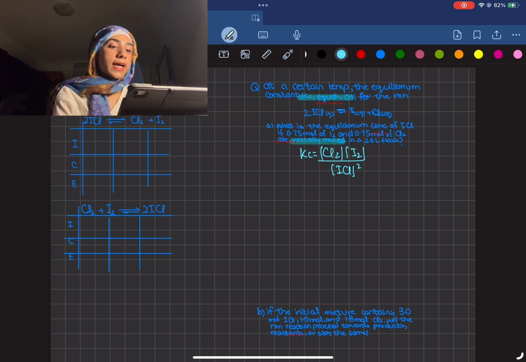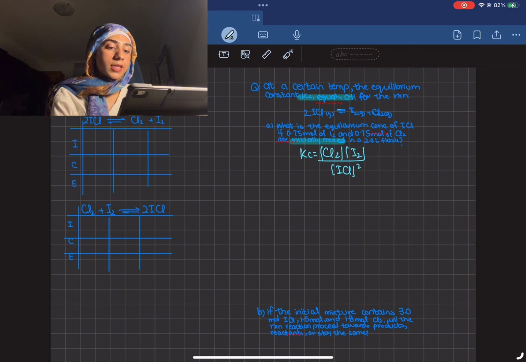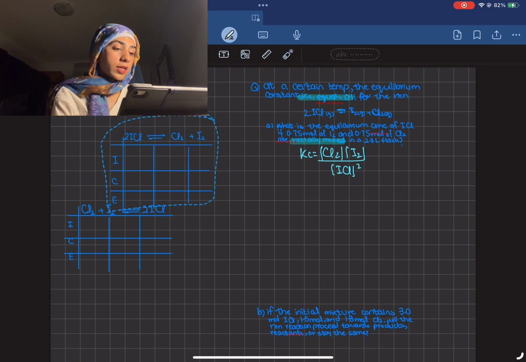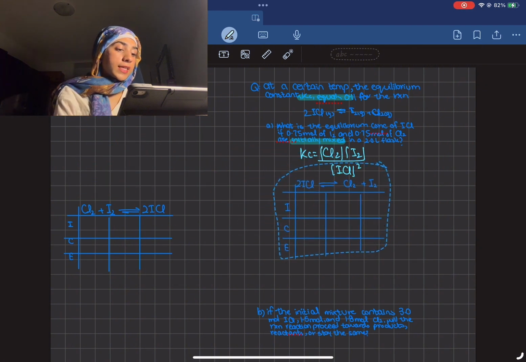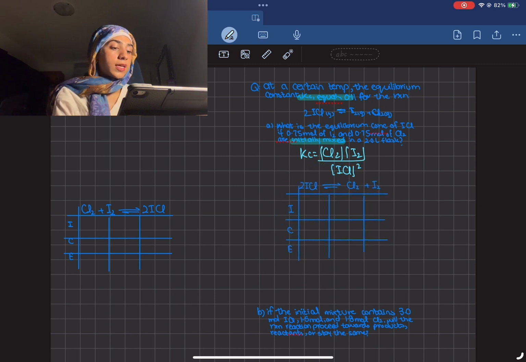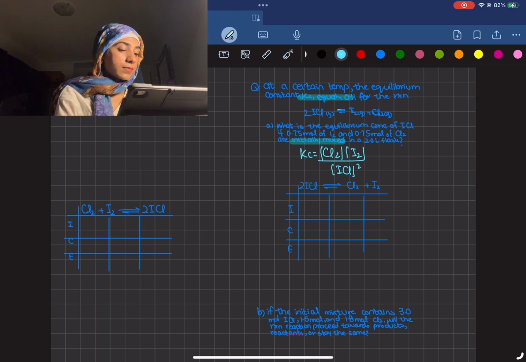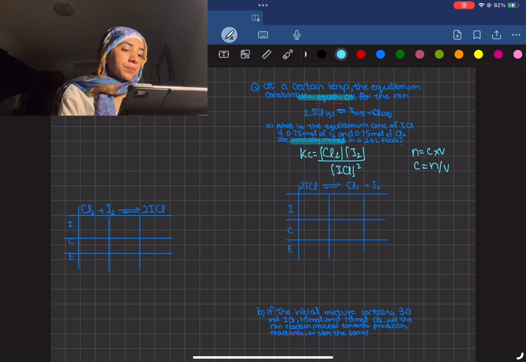Now I need an ice table here. The reason I need an ice table here is because I don't have the equilibrium concentrations. I do have KC, but I need to find the equilibrium concentration. That can only be done using an ice table. Now the information I'm provided with is moles and liters. I'm not provided with the molar concentration. So in order to find that, I can use this formula and solve it for concentration, which would be number of moles divided by volume.